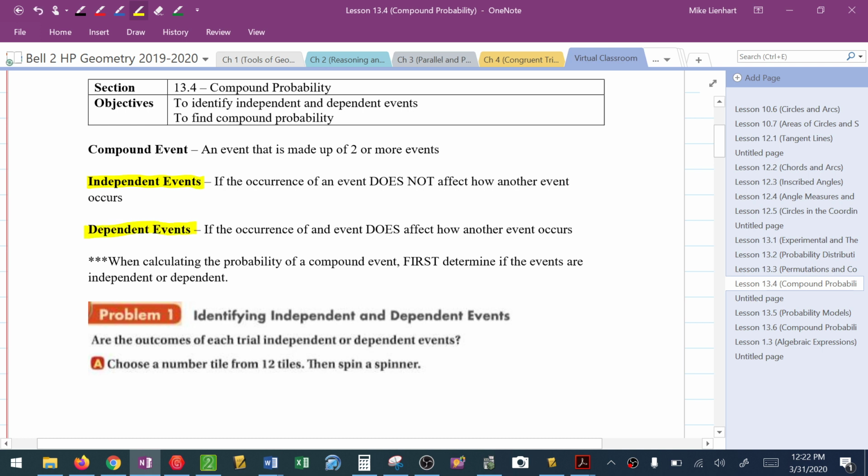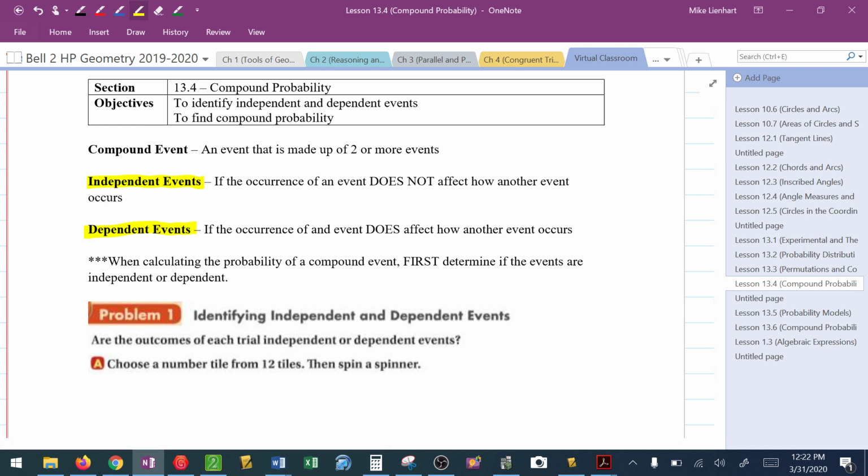And then we're going to also work on finding what's called compound probability. Basically, you want to think of that as ands, ors, or overlaps. So, how do we differentiate between independent and dependent? It's independent if the occurrence of the event does not affect how other events occur. Dependent means the occurrence of an event does affect how the other events occur.